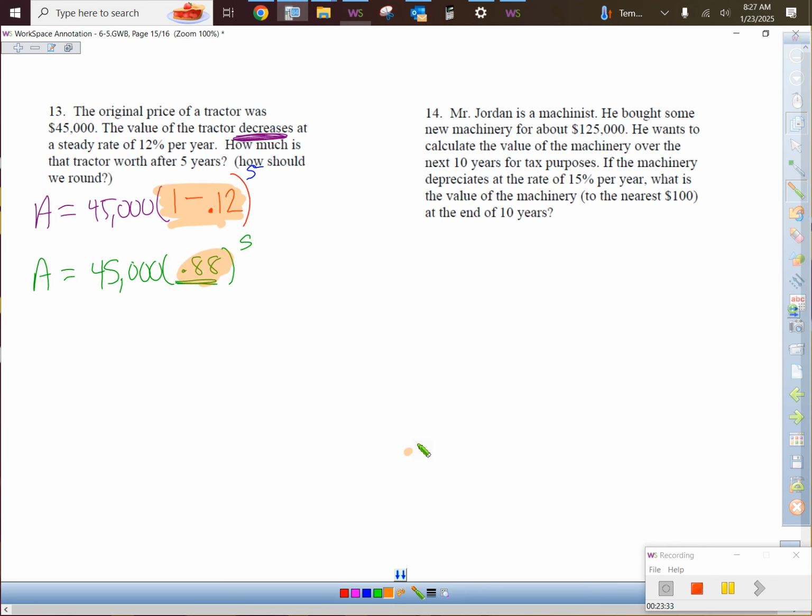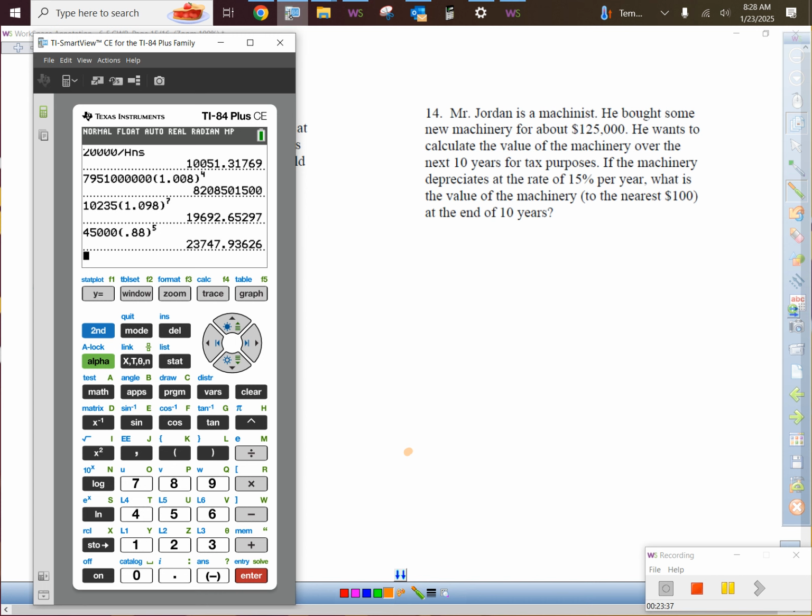How should we round? I know we're still not the most experts on owning and buying vehicles. Have you ever seen a vehicle on a car lot? Just go, what's the price of that vehicle? $23,747.94 is what we're going to charge you for that. Is that how car salesmen talk? How do you think we should round? There's more than one possible answer.